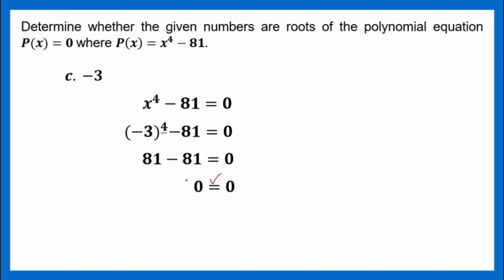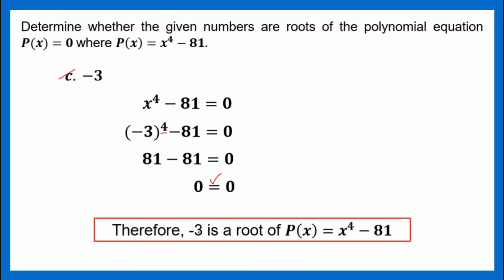Right? So, ibig sabihin kung 0 is equal to 0, therefore, we can conclude that negative 3 is also a root of p of x is equal to x raised to 4 minus 81. Ayan. So, ganun lang po yan kasimple. Para ma-check kung root or hindi, kailangan lang maging 0 is equal to 0 yung dulo. Ayan. So, that's how you deal with those kind of problems. Let's have another problem naman, kasi we're done with A, B, and C.